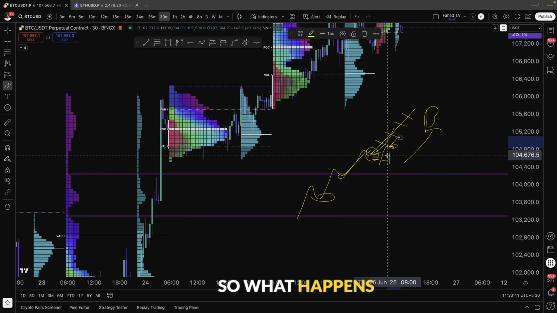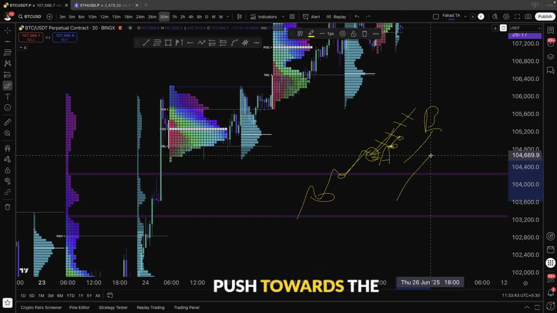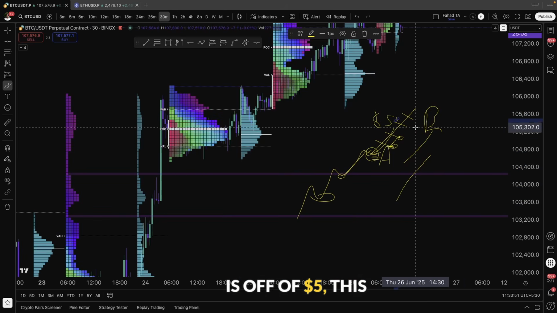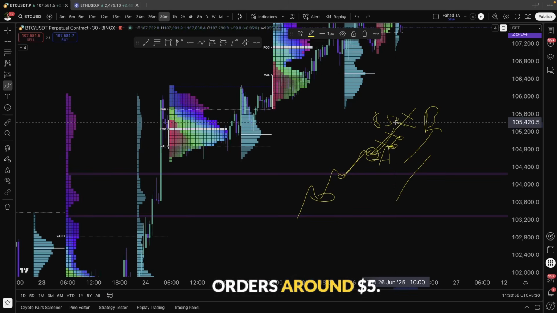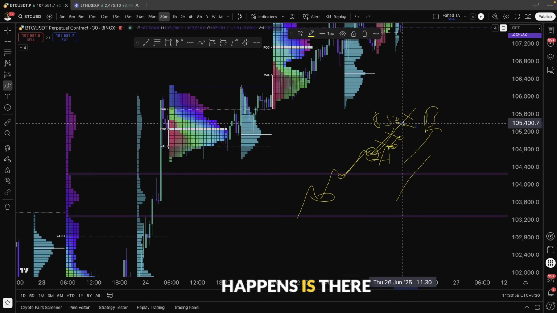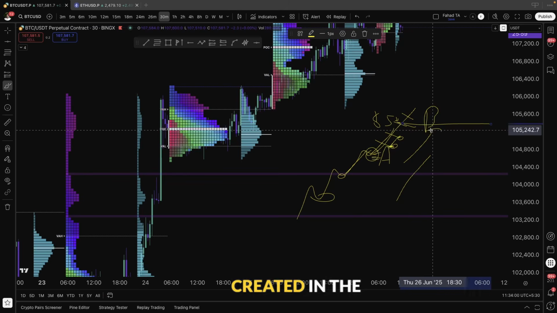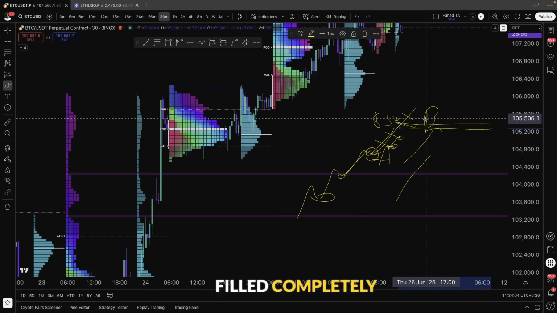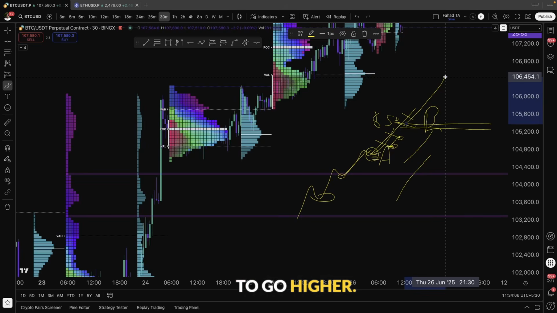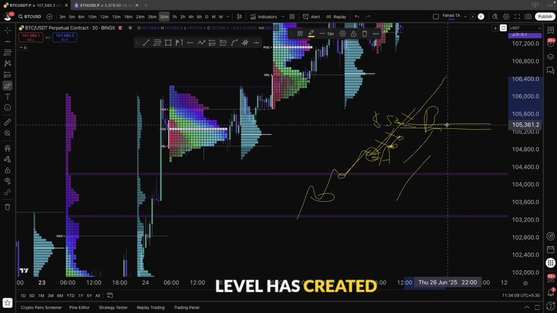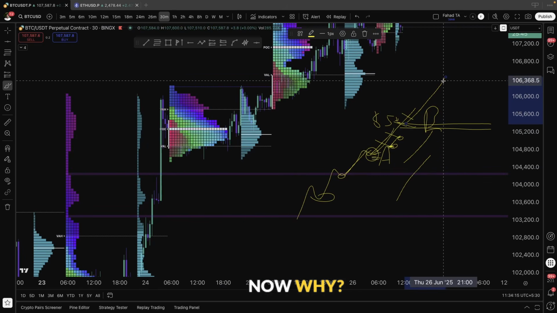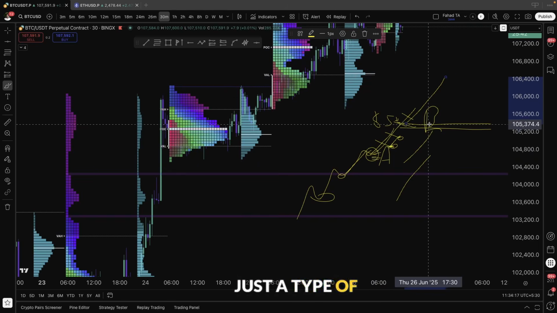So what happens is when there is an aggressive push towards the upside, sometimes, let's say this particular level is at $5, it did not get filled completely. There are still a lot of pending orders around $5. Now an imbalance is created in the market because this particular level did not get filled completely and price still continued to go higher. So this level has created an imbalance. We call this single prints. Now why? Because this is just a type of imbalance.